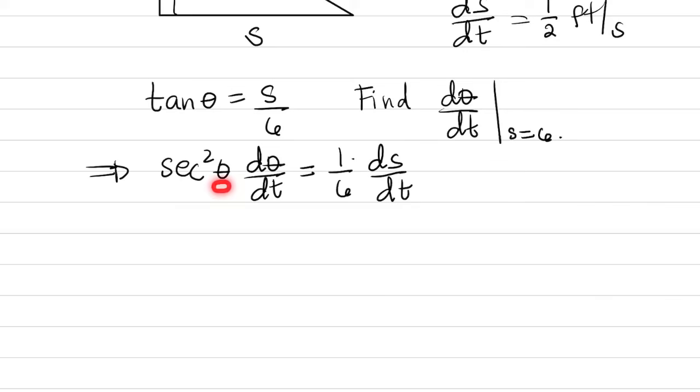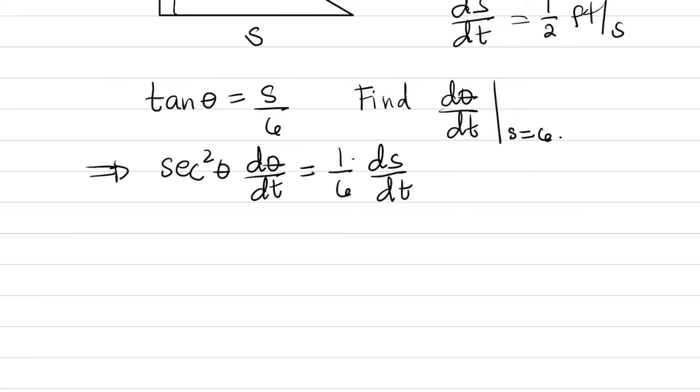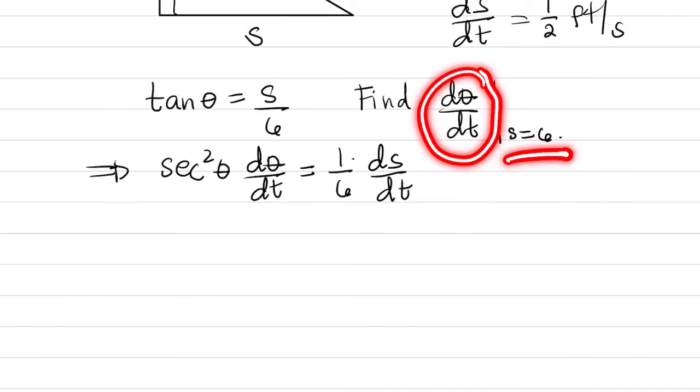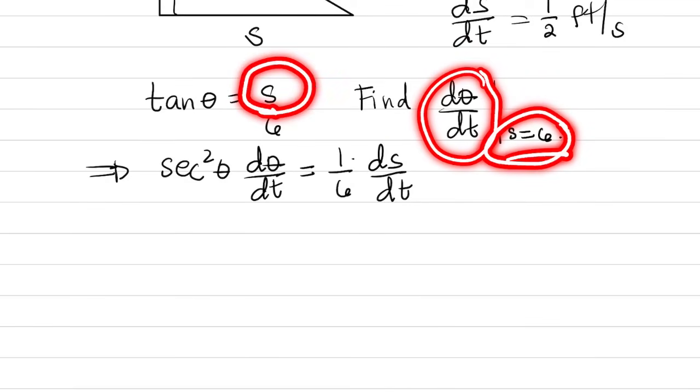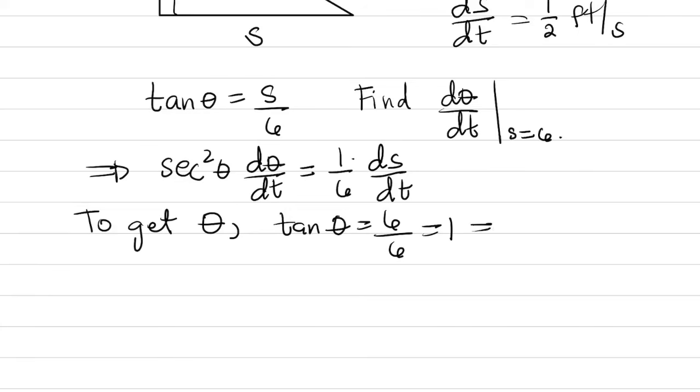We don't have theta. So how do we find theta? Of course, we focus on this relationship of the variables. So this is where we get theta. Okay, so since we want to find d theta over dt when s is 6, we simply plug in 6 in this equation to get theta. Okay, so to get theta, we have tangent theta is equal to 6 over 6, or this is 1. But tangent is 1 precisely when theta is equal to pi over 4.